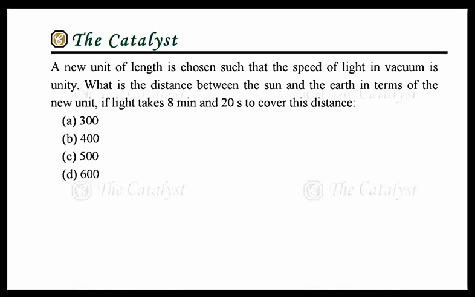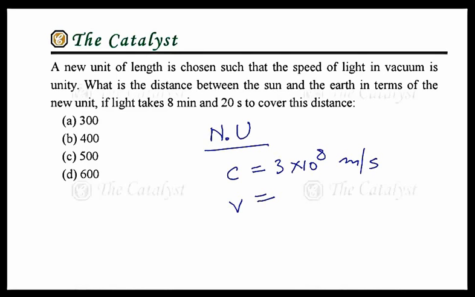Now a new unit of length is chosen such that the speed of light in vacuum is unity. Okay, a new system has been taken. Let us say the new system of unit is NU, in which the speed of light, which is actually 3 into 10 to the power 8 meter per second, is 1 some new unit. Let us say it is SU. I am writing SU, that is for new system of unit. Right? It is unity.